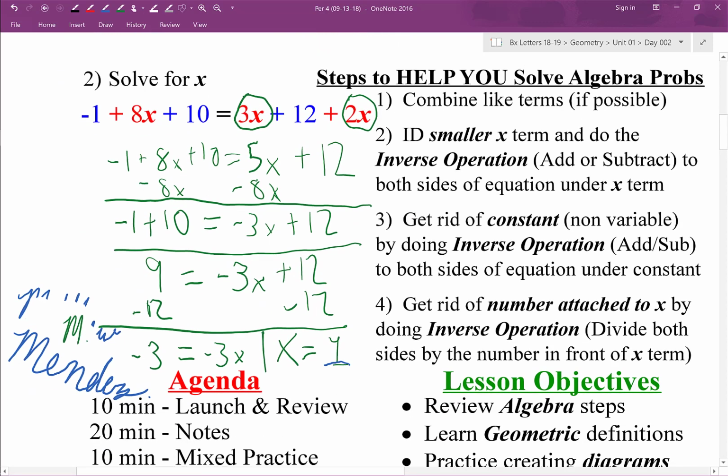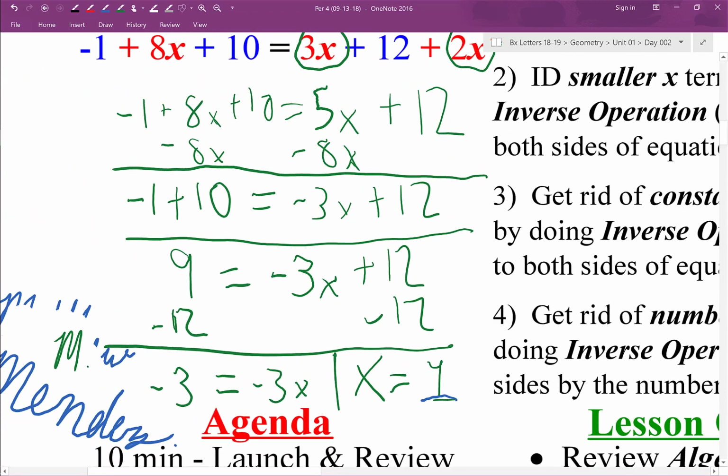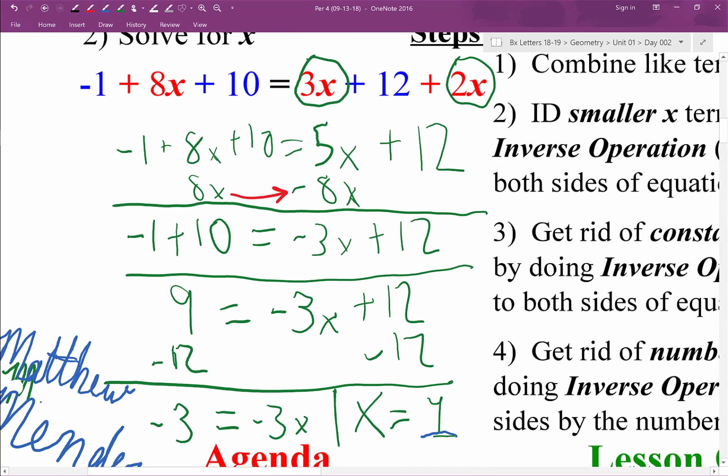Let's look at Matthew's algebra. Matthew's right over there, in the purple shirt. All right. So Matthew's starting off with an inverse operation. Matthew combines like terms on the right side. He gets 5x. Then he's doing an inverse operation. Brings down his math.